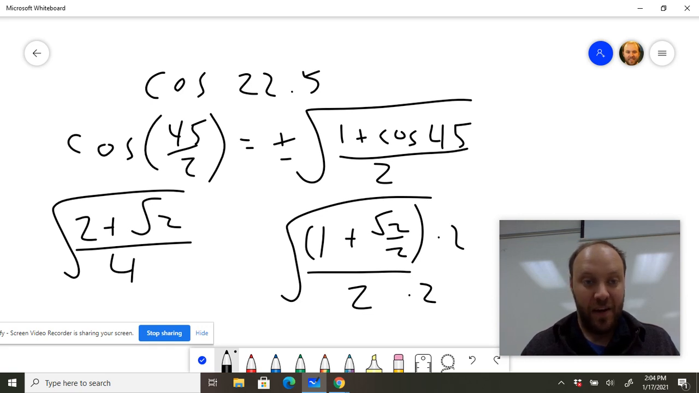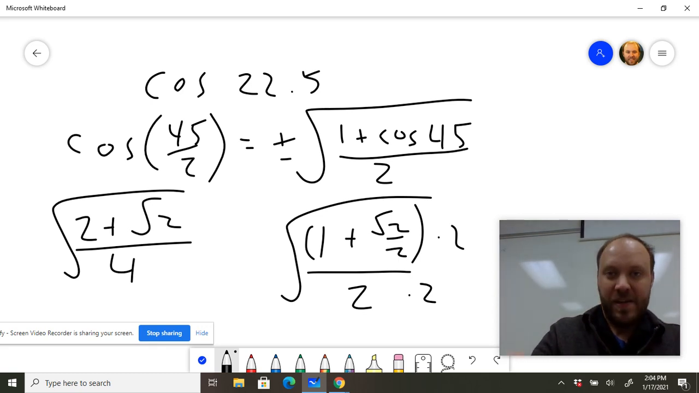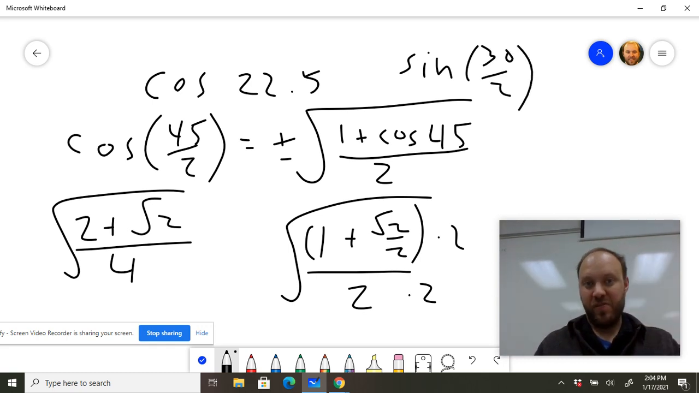Square root of the denominator would be 2, so it actually could revert back to 2. By the way, I didn't mention it, but number 1, sine of 15, 15 is 30 over 2. And so you could have done number 1 using the sine identity, which is actually the same thing, except it's 1 minus. It would have been 1 minus sine of 30 over 2, and you could have gone from there.